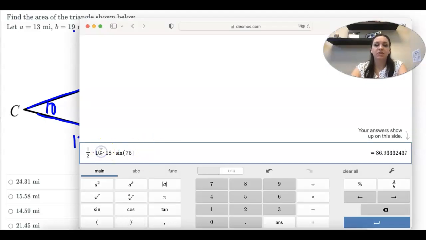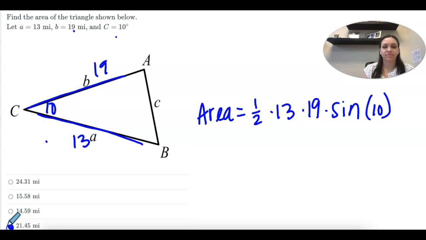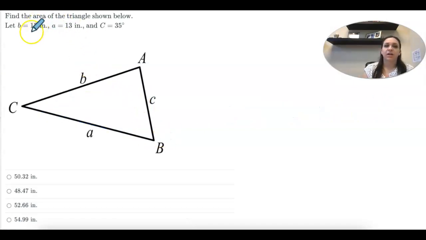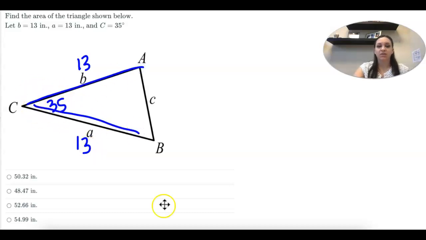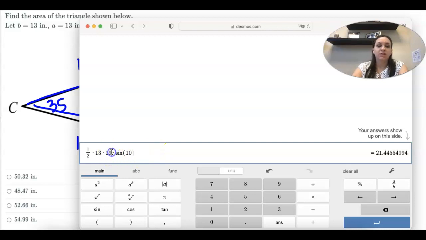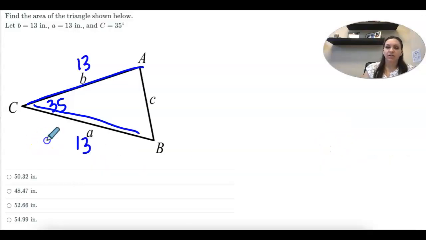Easy. I'm just going to change these. 13, 19, 10. 21.45. See, once you know the system, it goes really quick. Okay, another one. B is 13, A is 13, C is 35. Our two sides make up that angle. So 13, 13, and then the angle goes with sine. 48.47 rounded.